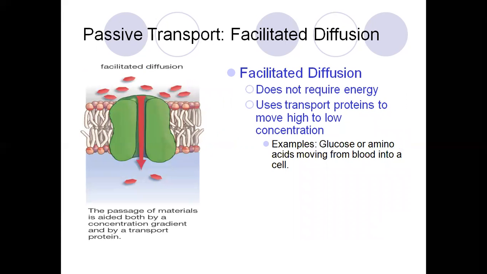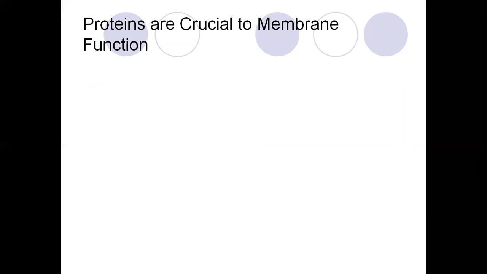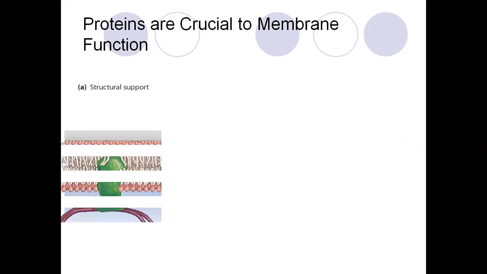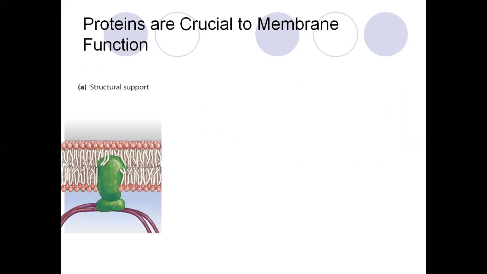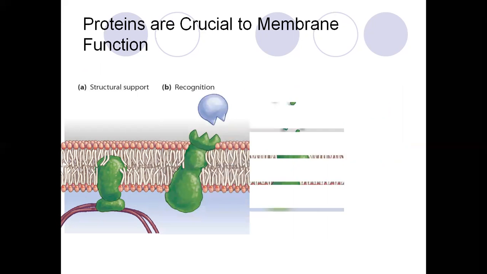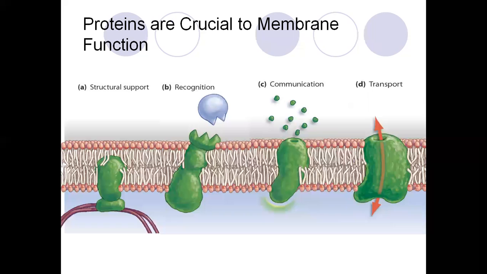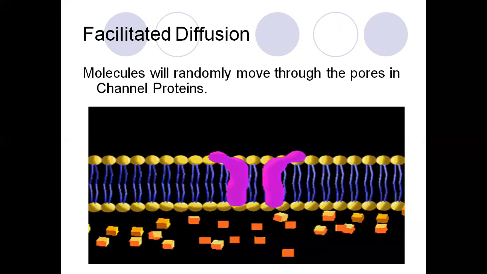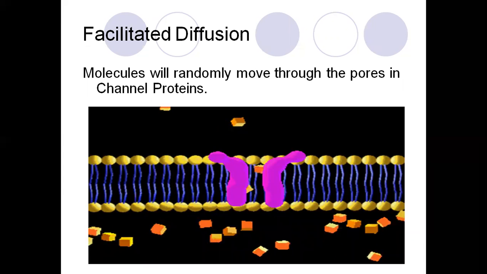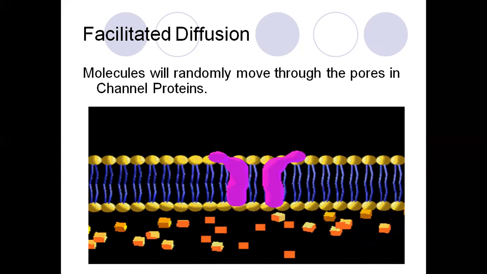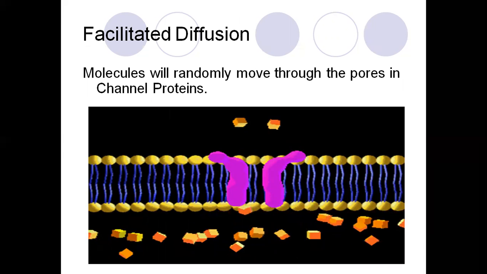So in passive transport, facilitated diffusion does not require any energy. It uses transport proteins to move material from higher to lower concentration. For example, glucose or amino acids moving from the blood into the cell. The proteins are crucial to membrane functions like structural support, recognition, communication, and the transport of molecules. In facilitated diffusion, molecules randomly move through the pores in channel proteins.